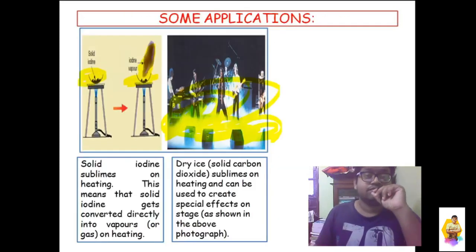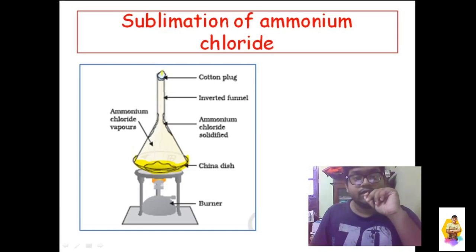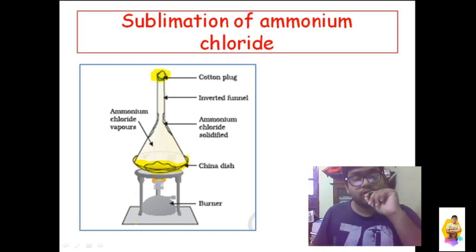Another example of sublimation is the sublimation of ammonium chloride. This is the experiment basically. What we have done is we have taken some solid ammonium chloride in a china dish or in a watch glass, and we have covered it with an inverted funnel, and at the mouth we have kept some cotton plug, so that nothing can go out of the system. Now we will heat the mixture with the help of a Bunsen burner, and we will observe that this ammonium chloride will be directly converted into gas.